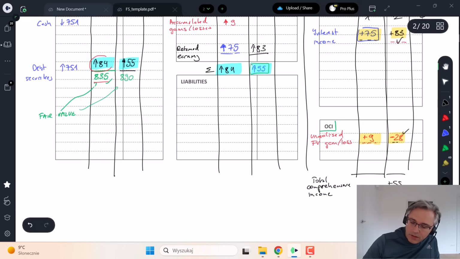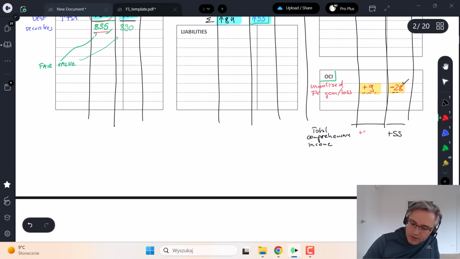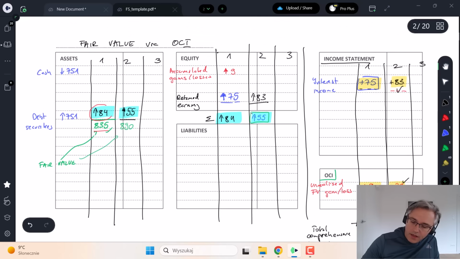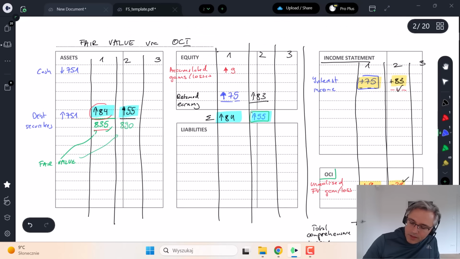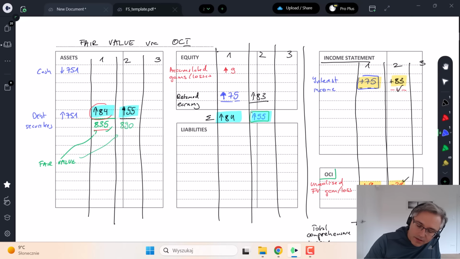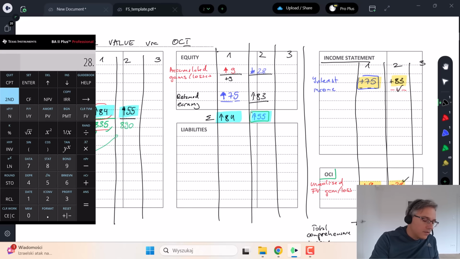In the previous one, it was actually a positive 84. However, this minus 28 impacts our accumulated gains or losses. And over here, if you saw this amount being reported, it would have a balance of plus 9 in year 1, and in the second year, it would be plus 9 minus 28. Let's see, 9 minus 28, that gives minus 19.